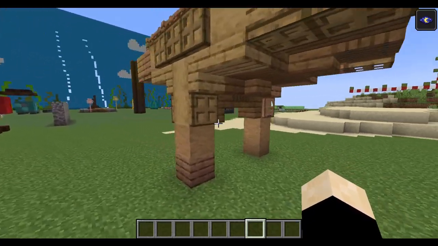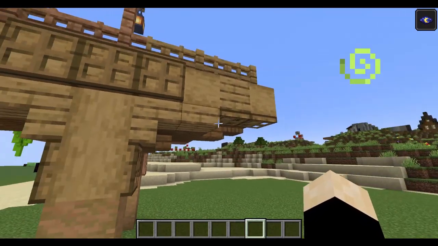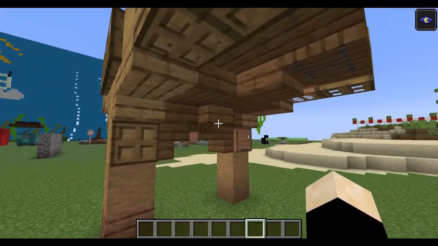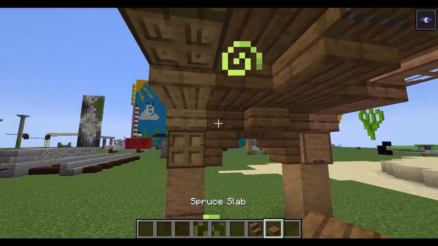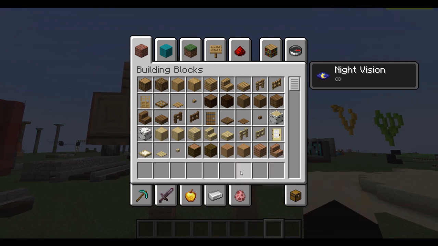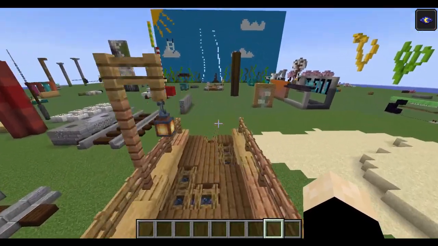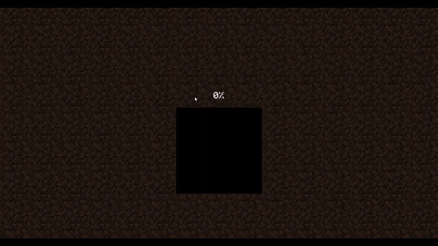And it's important that it has a curvature, like that's what we have got here. And that is achieved by using stairs and slabs fading into the floor of the bridge. Now that we have this done, let's hop into Simple Craft.